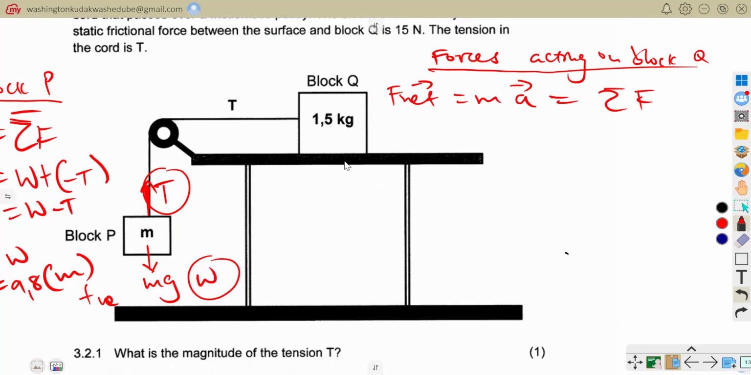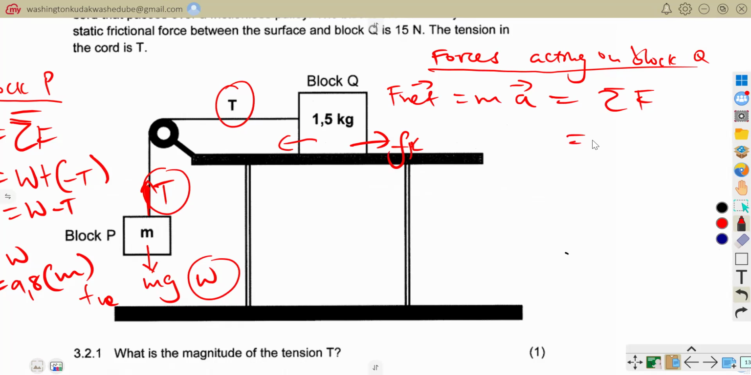So on block Q, since we said going down is the positive direction, this block is being pulled towards the left. So definitely we would have our frictional force going that side. And then we would have our tension also going that side, which is due to the string, as well as any force that is applied. But here we only have the tension as well as the frictional force.